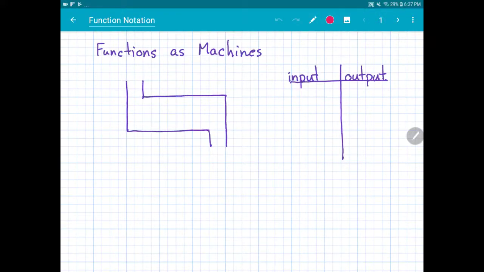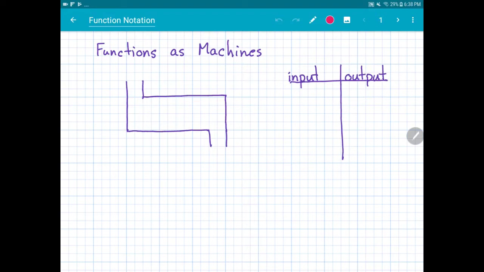Hello everyone, and welcome to our next video on functions. Today we're just going to talk a little bit more about this idea that functions are just machines. So in math we have a way of showing you that functions are a machine, but sometimes it's not entirely clear if you don't get your head wrapped around the idea first.